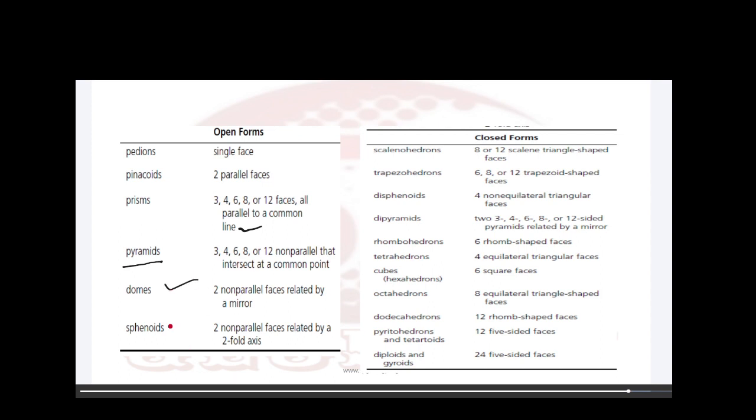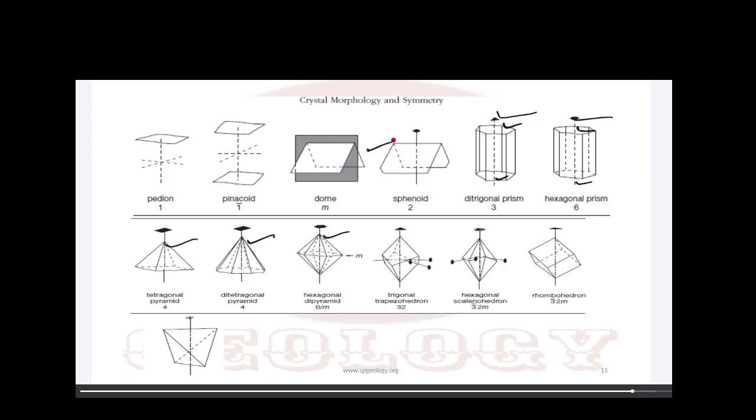Then comes to dome and sphenoid. Both consist of two faces, two non-parallel faces. So pinacoid consists of two faces. Dome and sphenoid also consist of two faces. But in case of pinacoid, those are parallel faces. But in case of dome and sphenoid, these are non-parallel faces. Like this. The dome and sphenoid both consist of two faces and both are non-parallel faces.